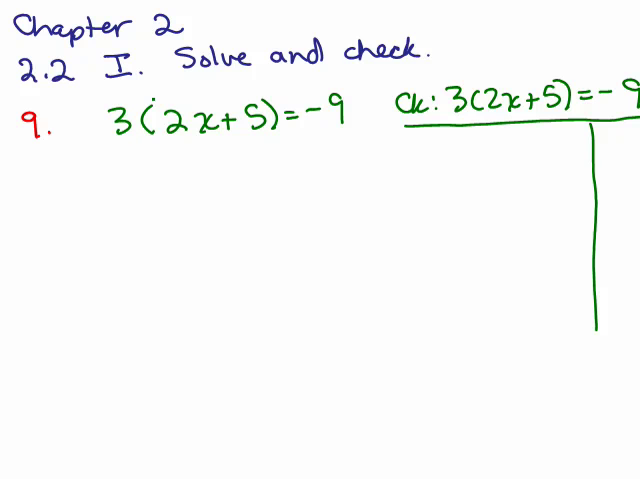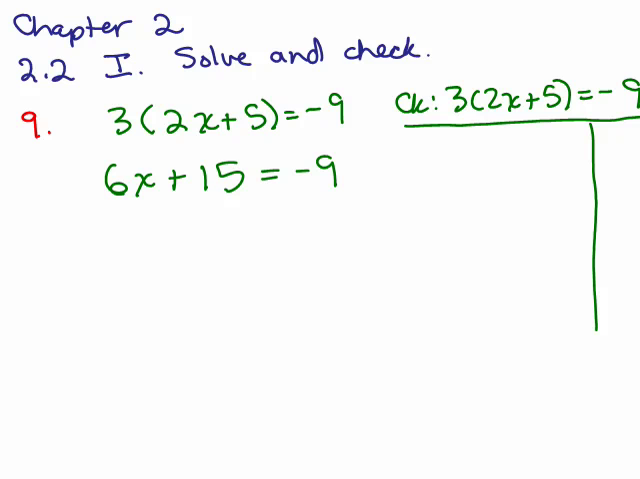So I need to do the distributive property here on the left. So I have to do 3 times 2x, which is 6x, plus 3 times 5, which is 15. So I've simplified the left-hand side. Make sure you don't try to multiply 3 times negative 9, because on the right-hand side is just the number negative 9.